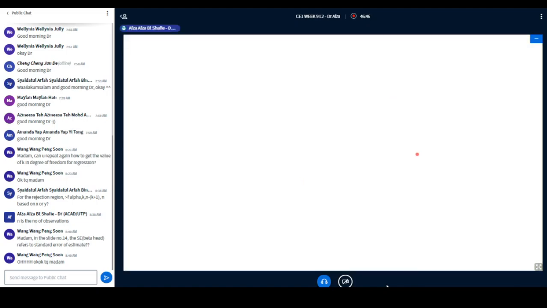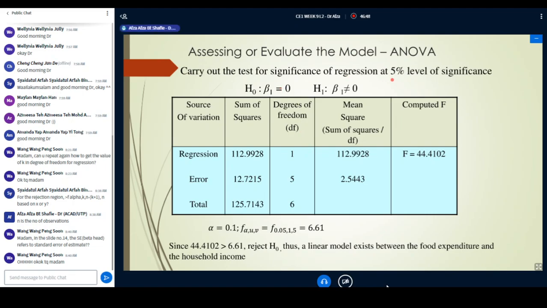So this is my ANOVA. I carry out the ANOVA at 5% rather than 10%. It's just a choice. So I put it as this value. This would be my beta 1, my H1 and my H0. So I pick up back the values that I have.